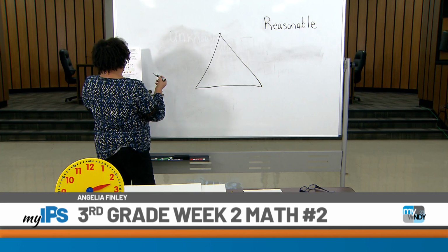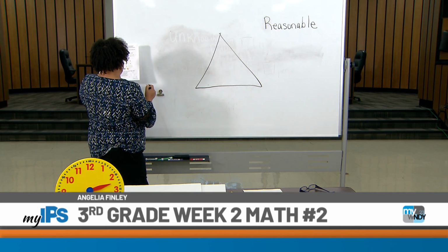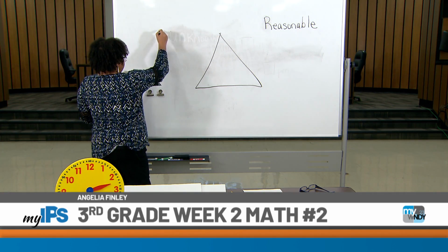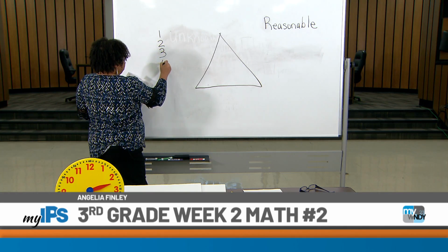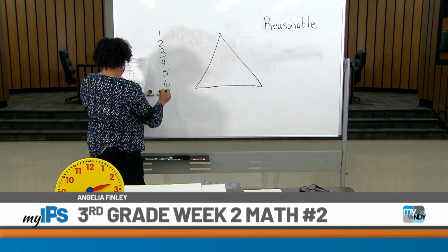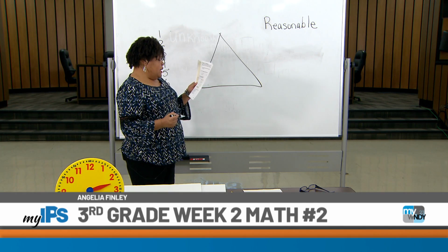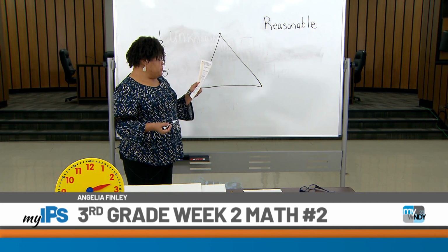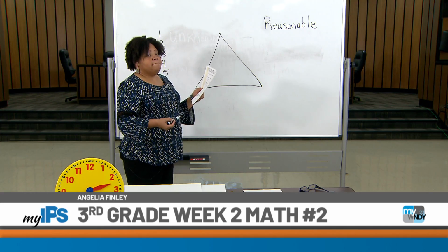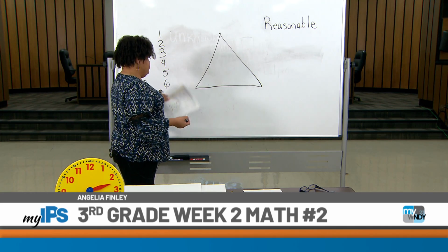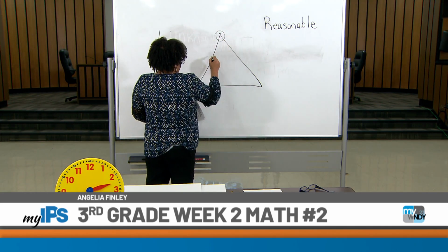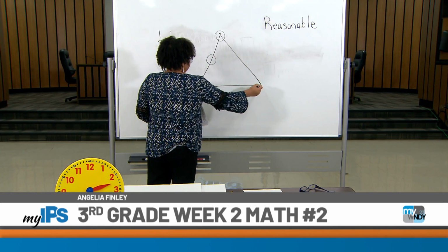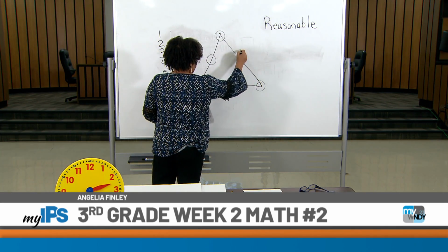It says for the pyramid, place the numbers 1, 2, 3, 4, 5, and 6 in the circles shown below. Only one number can be placed in each circle, and all numbers must be used. When the final arrangement is complete, the sum of the three numbers on each side must all be the same. And I'll be honest with you, Miss Finley played with this one quite a bit to figure it out.